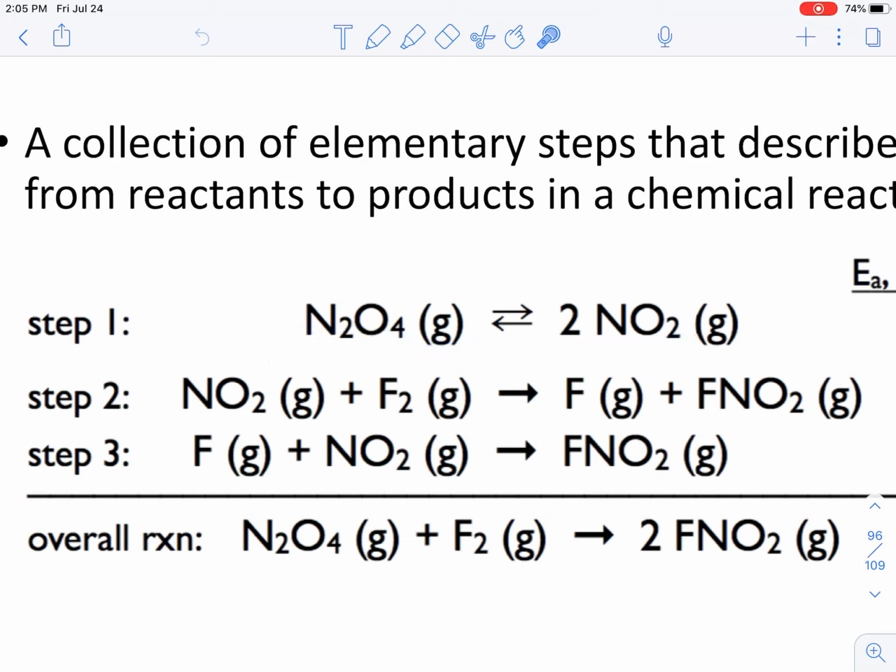And so it turns out that only 1 mole of nitrogen dioxide is going to interact with a second reactant that's found in the overall chemical equation, this fluorine gas. The product of the reaction between these two will produce a fluorine radical and 1 mole of nitryl fluoride, which is what we're trying to create in this chemical reaction. And so this fluorine radical, which is a reactive intermediate, then becomes the reactant for the third elementary step, such that this fluorine radical will interact with the second nitrogen dioxide that was formed in the first elementary step to produce the second mole of this nitryl fluoride compound.